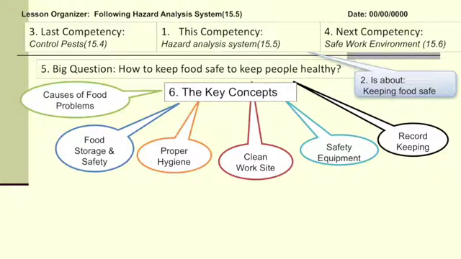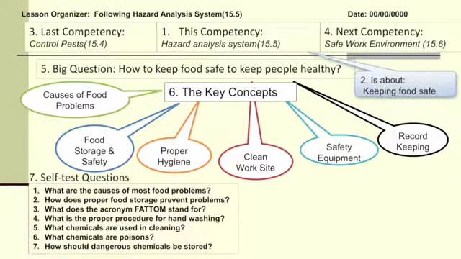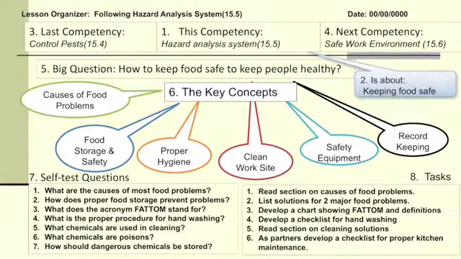The self-test questions our students will need to know prior to the lesson are, what are the causes of most food problems, all the way to how should dangerous chemicals be stored. The tasks they're going to complete, they're going to read this section on the causes of food problems, all the way down to, as partners, develop a checklist for proper kitchen maintenance. This is a very well-designed and detailed lesson to help students learn this important concept.